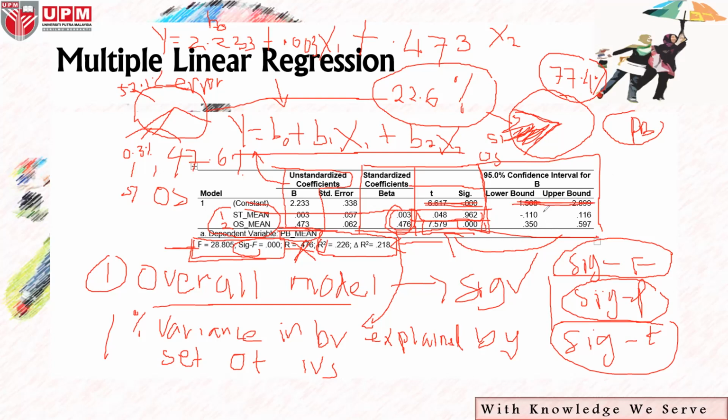Okay, let's check. The first value, the range is between negative 0.11 and 0.116. If we draw a graph, it looks like this. Here negative 0.11, and here 0.116. Where is zero located? Where is the location of zero? Inside the range or outside the range?